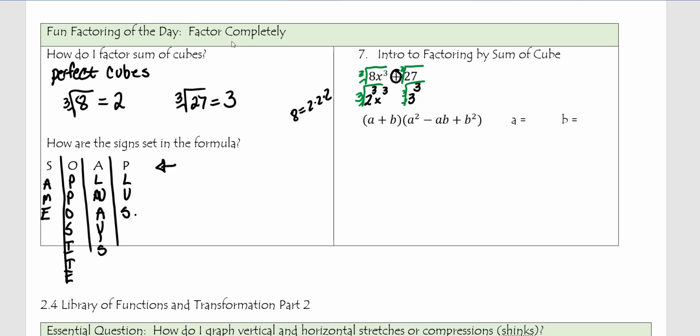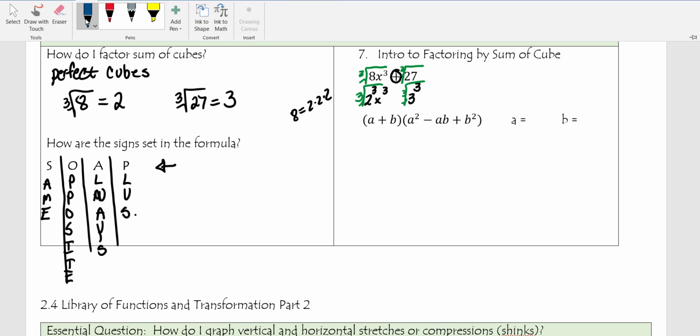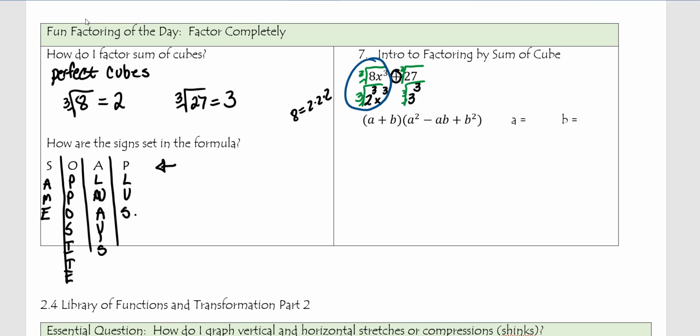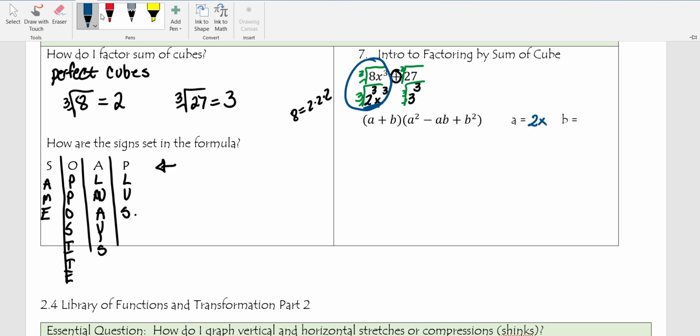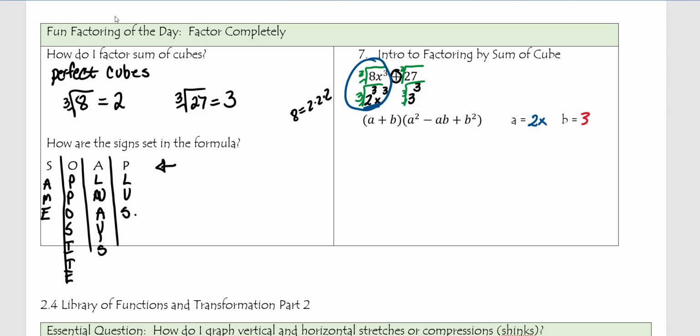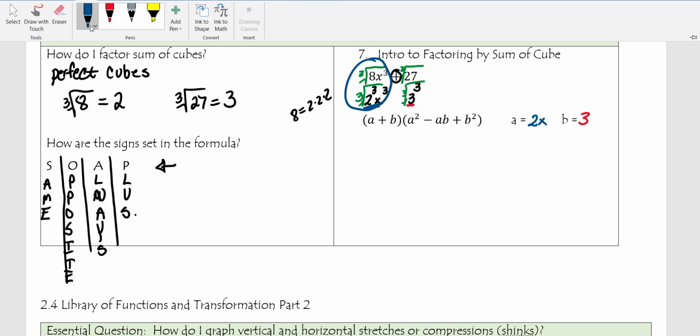So when you do this, and I'm going to try to color code things for you, I have the a value, so that's the first part right here, is what's inside. So it's 2x. So we're looking at inside the radical. And then the back one I'm going to do in red, and that is just 3. So remember, it's the base. So then you just stick things into the formula, and that shouldn't be terrible for you. So let me go ahead and do that.